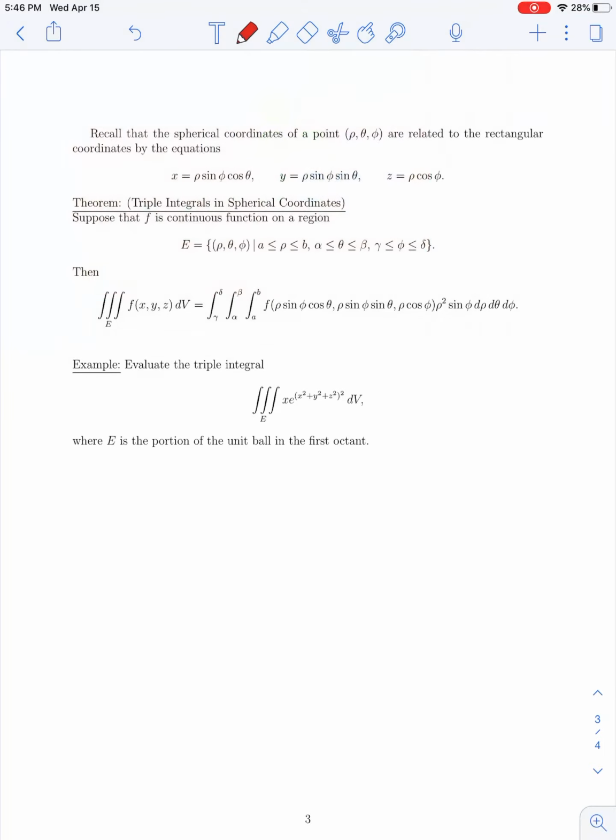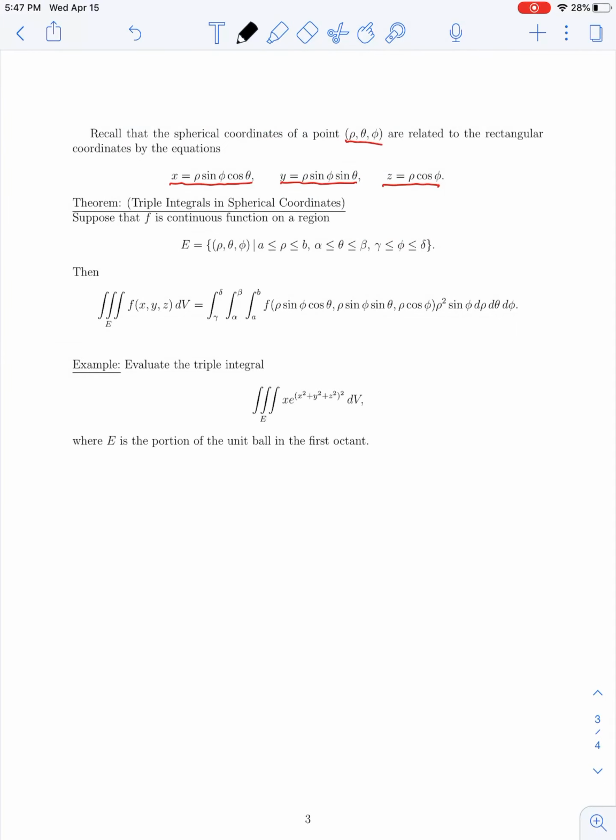So let's recall the spherical coordinates for a point in space. They're represented as the ordered triple rho, theta, phi, and the relation between rho, theta, and phi to x, y, and z are given by the conversion formulas. X is equal to rho sine of phi cosine theta. Y is equal to rho sine of phi sine of theta. And z is equal to rho times cosine of phi.